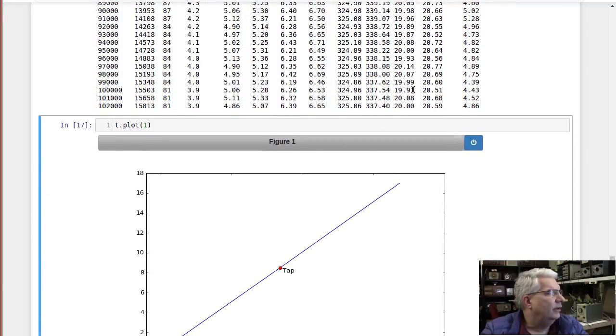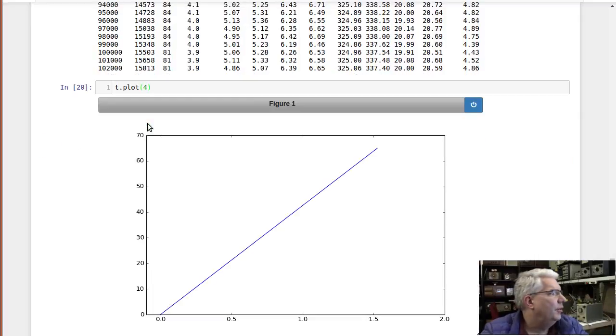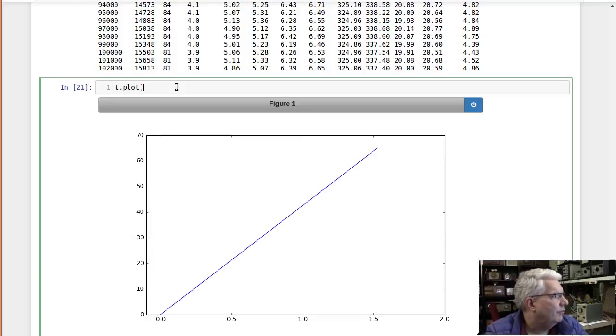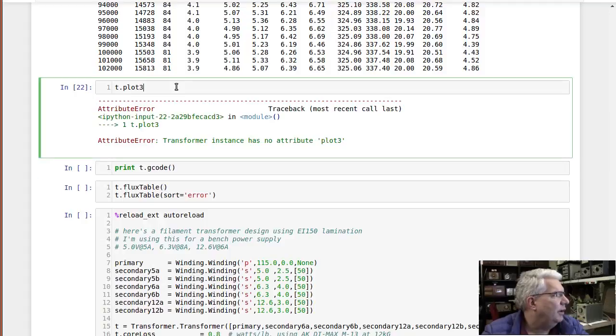Okay, so let's look at our winding number 4, the high voltage winding. This is the one that's got the 1100 winds on it. That's not right. Winding number 3. Well, let me type this correctly here.